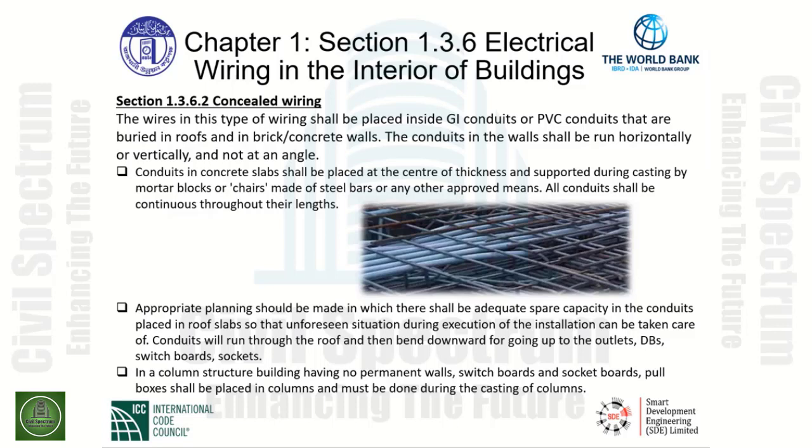In a column structure building having no permanent walls, switchboards, socket boards, and pull boxes shall be placed in columns and must be done during the casting of the columns. So this particular section indicates that we must put in the piping in the columns during the casting of the columns for our equipment such as switchboards, socket boards, and pull boxes accordingly. So we must plan for the installation as well.